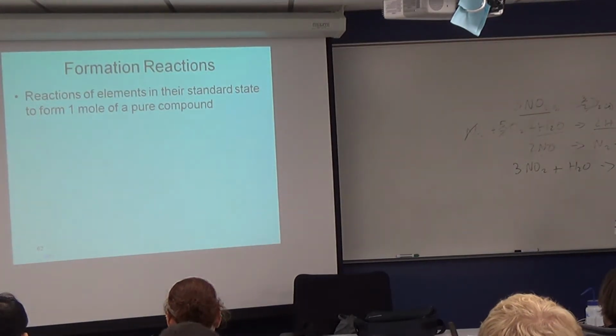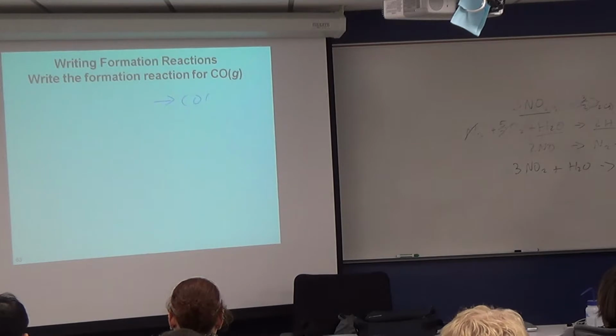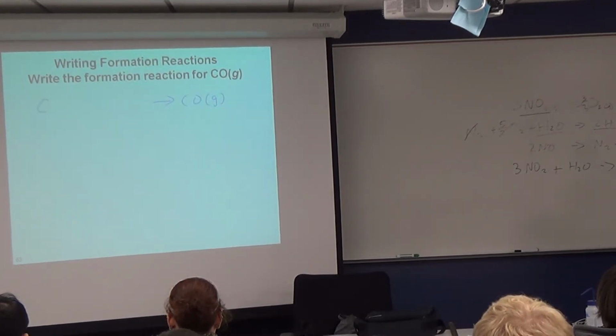Alright, so I think we should be able to know that. If you want to write a formation reaction for CO, not CO2, just draw an arrow. What will be your product? CO. And what state? Gas. Okay, now what elements do we need? We need carbon, and we need oxygen. Repeat what we did. What form can we use for carbon? Solid. And I will just write graphite. You don't want to use diamond. Diamond is not the most stable form.